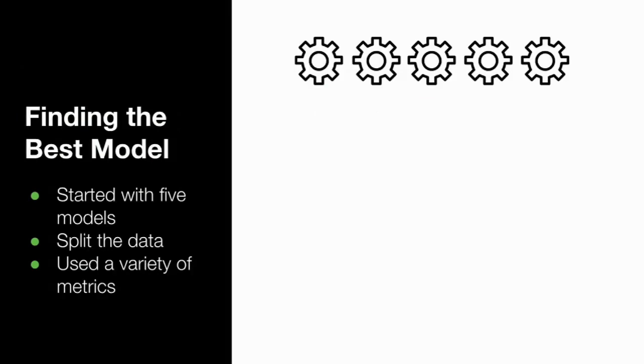So in order to find the best model, usually you start with maybe a lot of models or algorithms. And those algorithms have different parameters that you can change. But we didn't do any of that. We just started with 5 algorithms, 3 that I mentioned earlier.